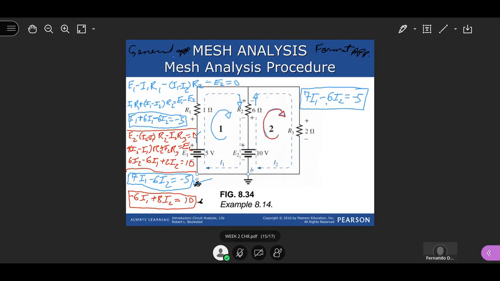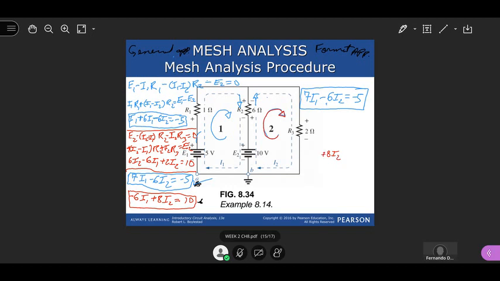It's the same thing. So now let's go to loop number 2. Let's do the same thing again. We will go around the loop, and we add all the resistors that the current goes through. In this case it is R2 and R3. 6 plus 2 is going to be 8. So it's going to be 8 times I2.